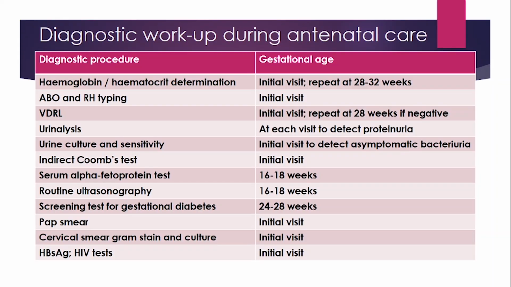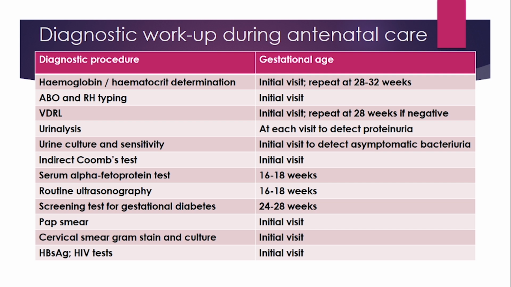Now, what are the various diagnostic workups that we need to do during normal antenatal care? We have talked about hemoglobin estimation. It is very important. The very first day the patient comes, we must determine the hemoglobin level. It is done at the initial visit. Then you want to repeat it between 28 and 32 weeks. And by the time the woman is at term, you also want to estimate the hemoglobin concentration. Then it is important also to know the blood group and the rhesus typing of the woman. And that is done at the initial visit. Then you also want to screen for syphilis.